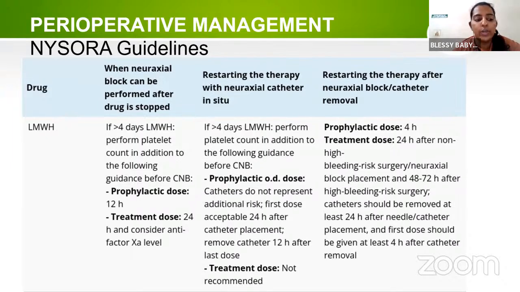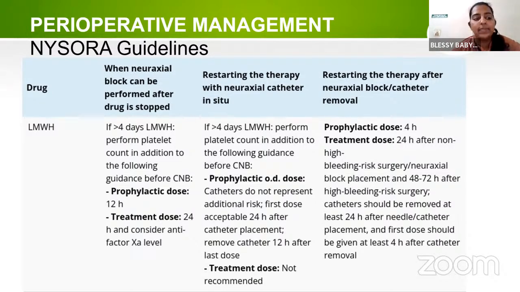If a prophylactic OD dose is considered, the first dose is given 24 hours after the catheter placement, and the catheter can be removed 12 hours after the last dose. Then there are guidelines on restarting the therapy after neuraxial block or catheter removal. A prophylactic dose can be restarted 4 hours after the removal of the catheter. In case of treatment dose, the first dose should be given at least 4 hours after catheter removal.